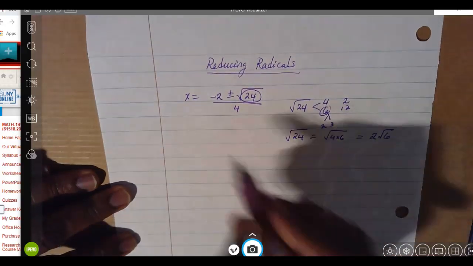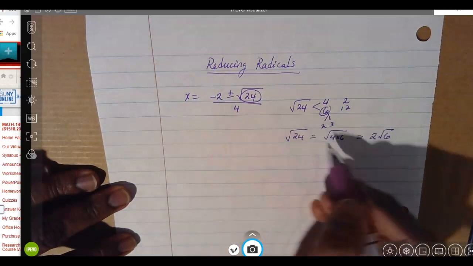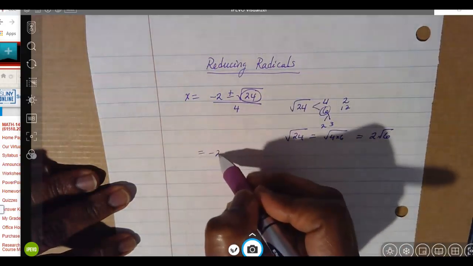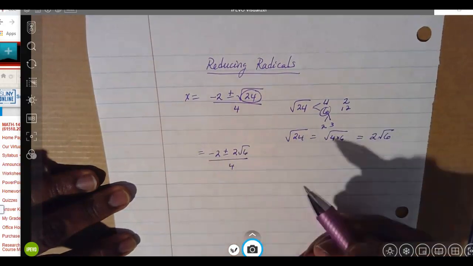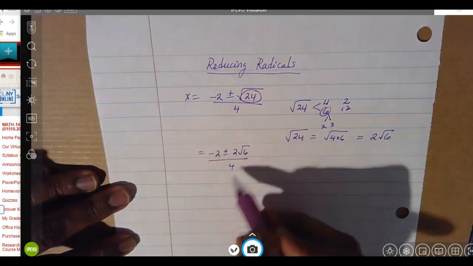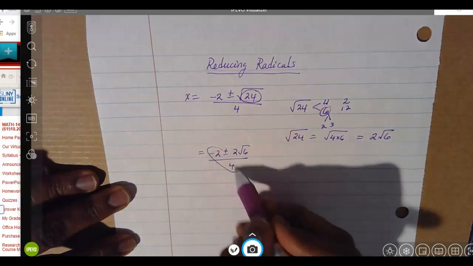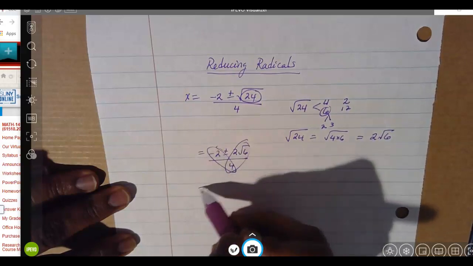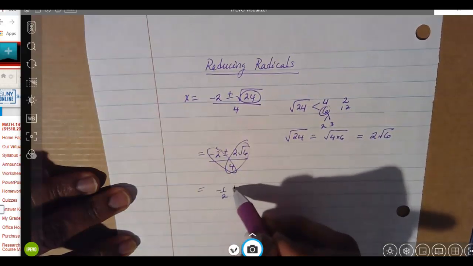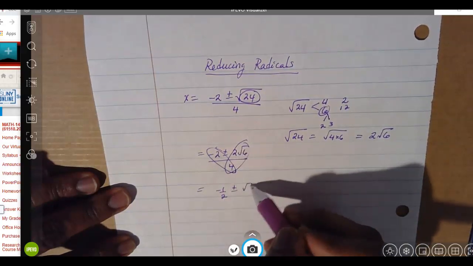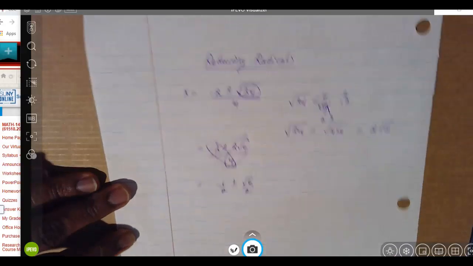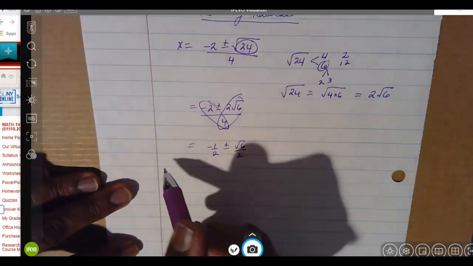Let's go back to this actually. You have -2 plus or minus 2 square root of 6, all over 4. And then you can either factor out the 2 from the top or you can split your fraction like so. So you get -1/2 because 2 goes into 4 2 times, and then here 2 goes into 4 2 times. And you can reduce your solution.